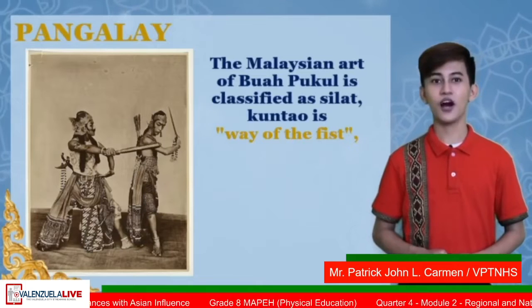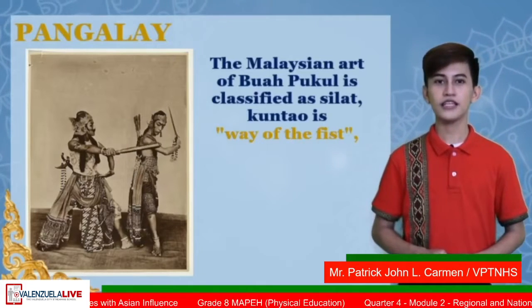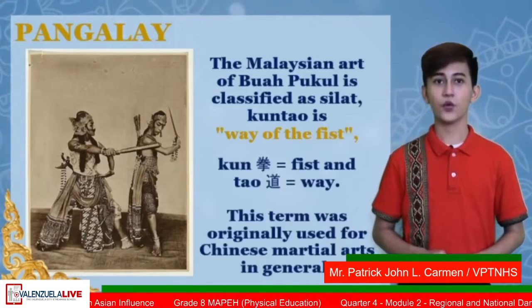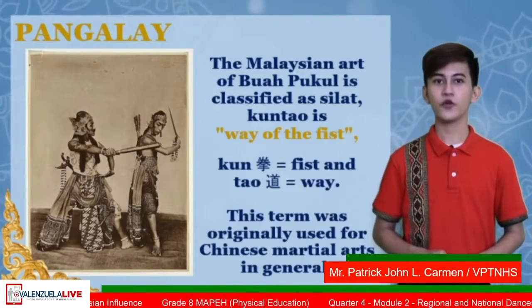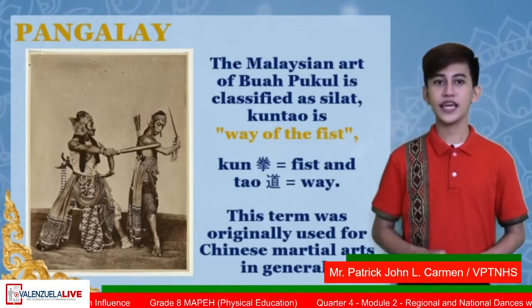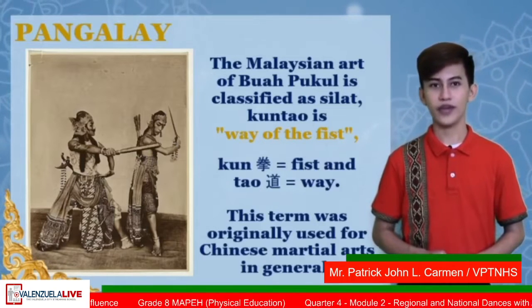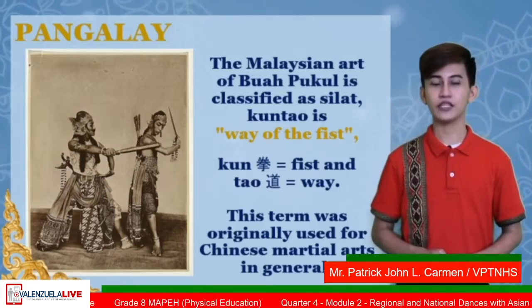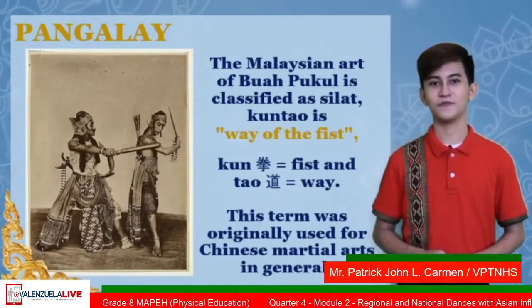The Malaysian art of bersilat is classified as silat. Kuntao is a way of the fist, from kun meaning fist and tao meaning way. This term was originally used for Chinese martial arts in general.